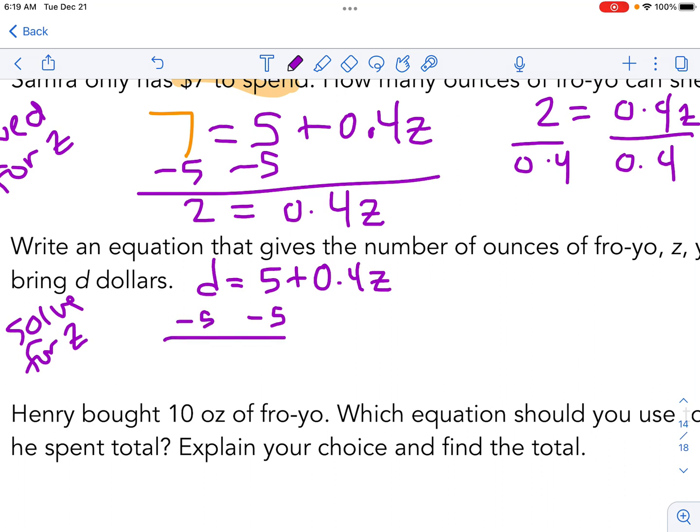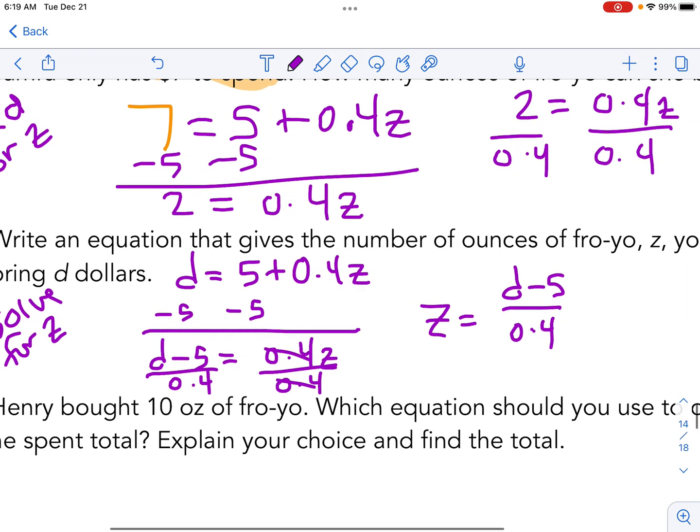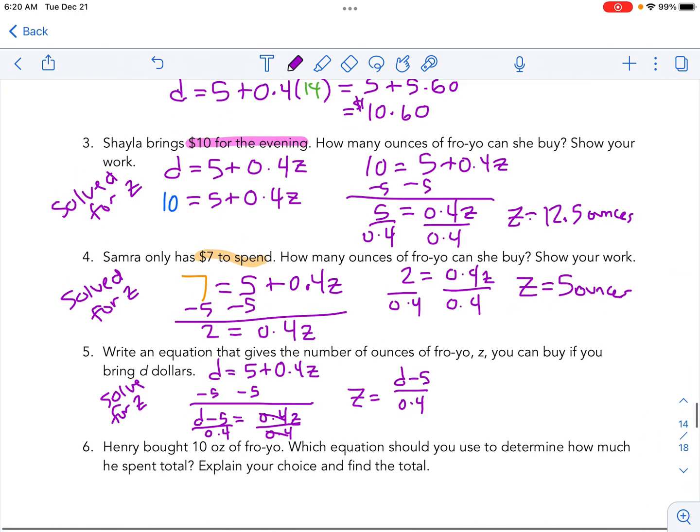Okay, so we're going to solve for Z. So we're going to go through the same steps. We're going to subtract 5. We just don't know how much money they're bringing, so this is going to be D minus 5 equals 0.4Z. And then we're going to divide by 0.4. And so we have this expression that says this is going to cancel, right? This 0.4 on both sides. That's going to cancel. So we have Z equals D minus 5 over 0.4.